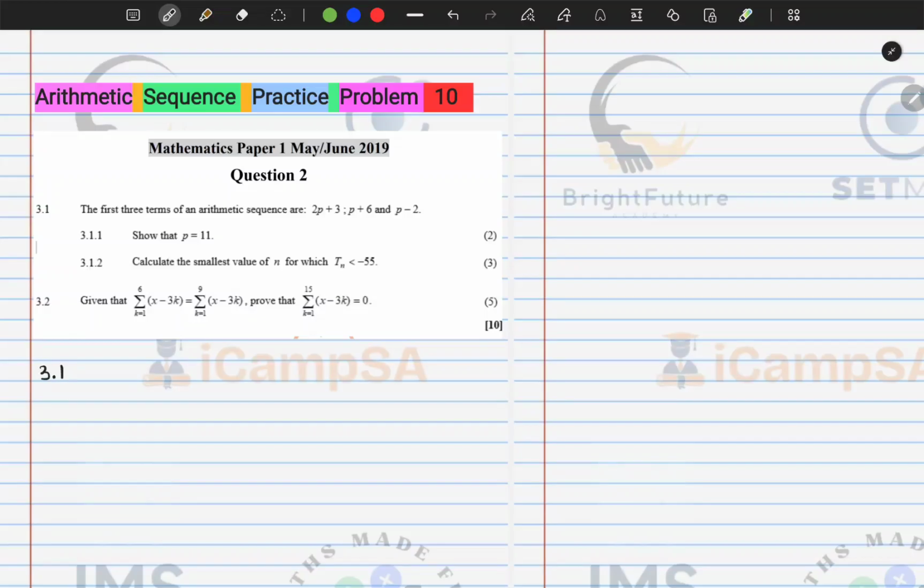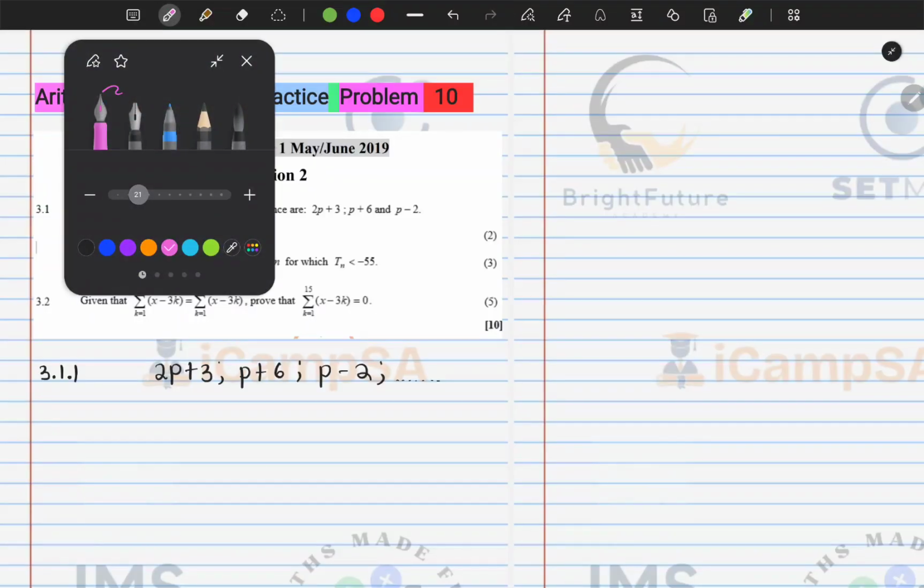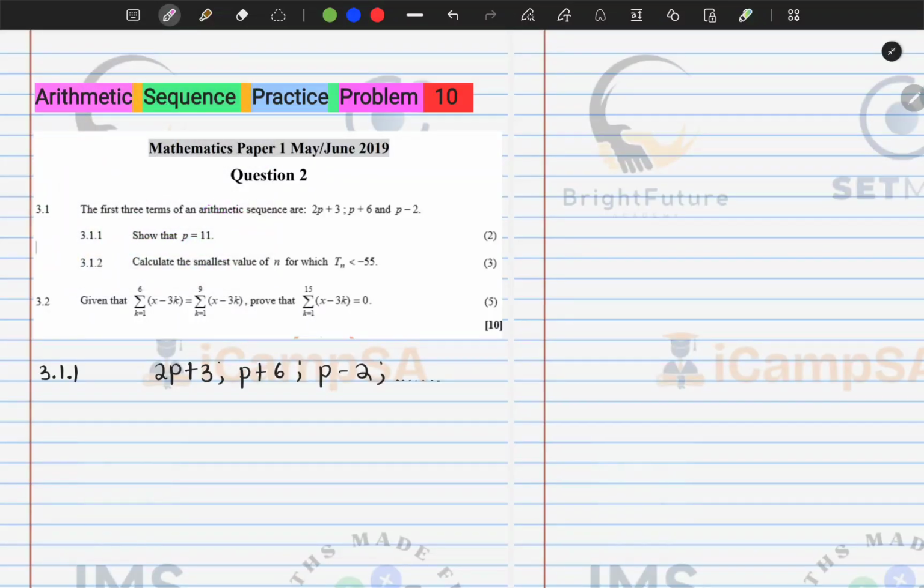So let's look at 3.1.1. We are told that what we have is 2p plus 3. That's the first term. The second one is p plus 6. The third one is p minus 2, and so on. So what is it which we know? Well, it's an arithmetic sequence as told here. So what that means is the difference between these terms is equal.